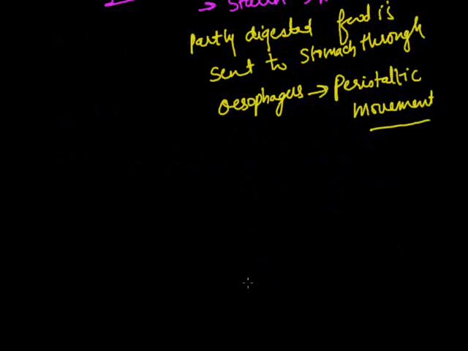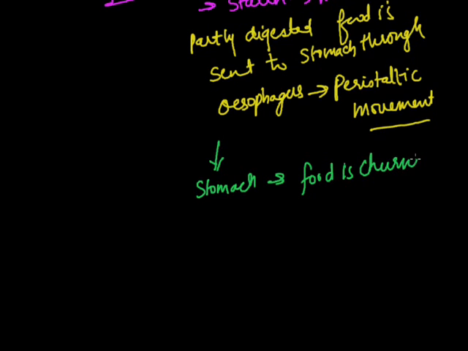This semi-digested or partly digested food will reach the stomach. In the stomach, food is churned for about 3 hours and broken down into smaller pieces.